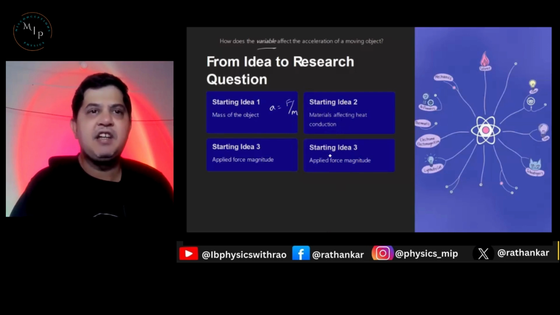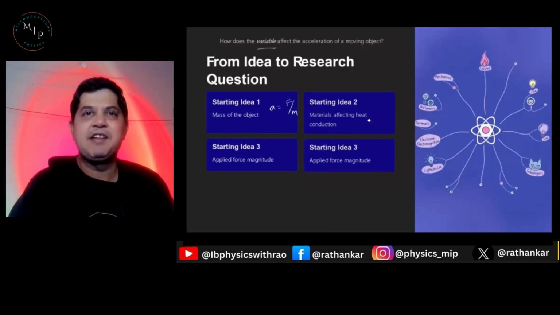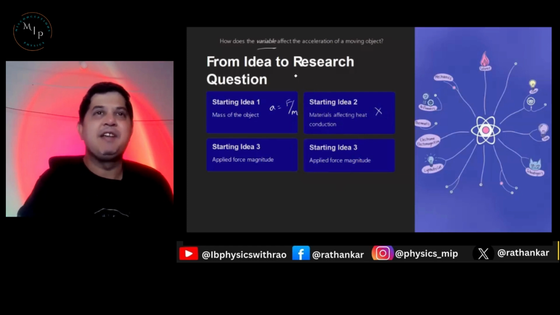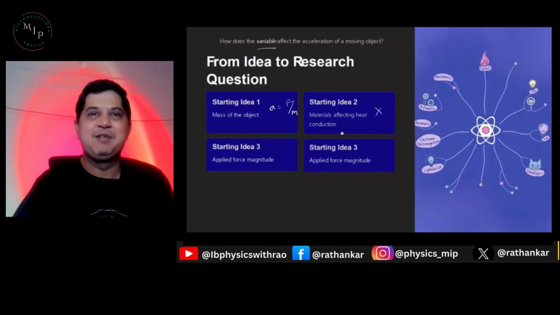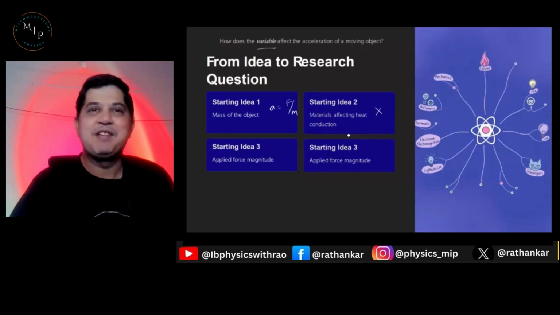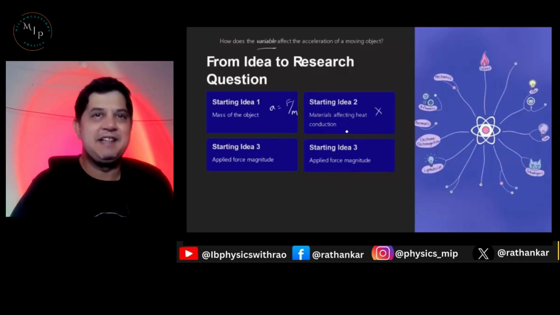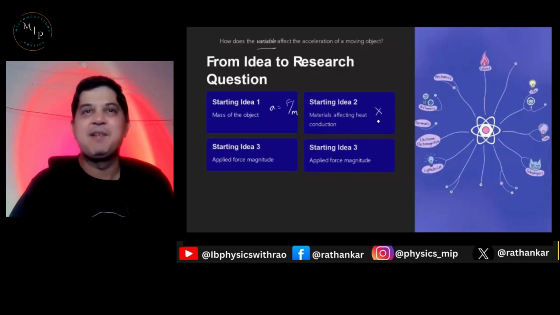Materials affecting heat conduction. Can we use this? No, we cannot use it, because heat conduction is not something we can use here. So this is an incorrect question we can ask. Usually, how do we get this question? Most of us nowadays take this one, put it across in ChatGPT and finally get this, right? So here also we do the same thing. We have got one such idea here: materials affecting heat conduction is completely incorrect, so we can directly outline it.